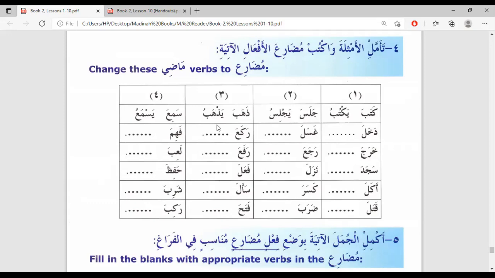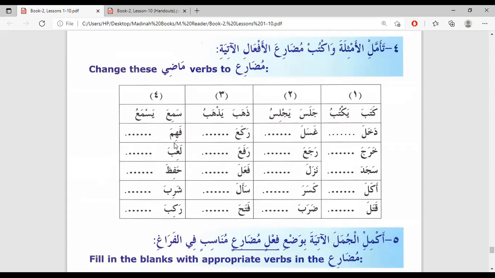Okay. Dhahaba, he went. So Yadhabu, he goes. Raka'a, he bent. Yarka'u, excellent. Rafa'a, he raised. Yarfa'u, he raises. Fa'ala, he did. Yaf'alu, he does. Sa'ala, he asked. Yas'alu, he asks. Fataha, he opened. Yaftahu, he opens. Excellent. And then we have Sami'a Yasma'u. He heard and he hears.